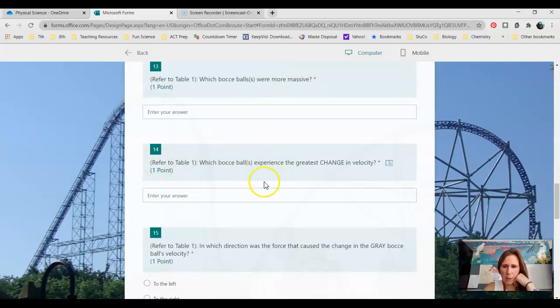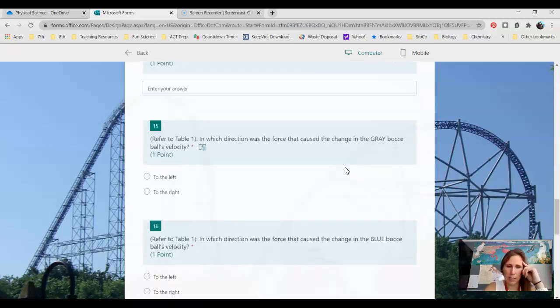Okay, which bocce balls experience the greatest change in velocity? So you're going to assume that you have a force act on one of these bocce balls. So they're all sitting out there and something collides with it. Okay, so which bocce balls experience the greatest change in velocity after their force? So again, look at that table.